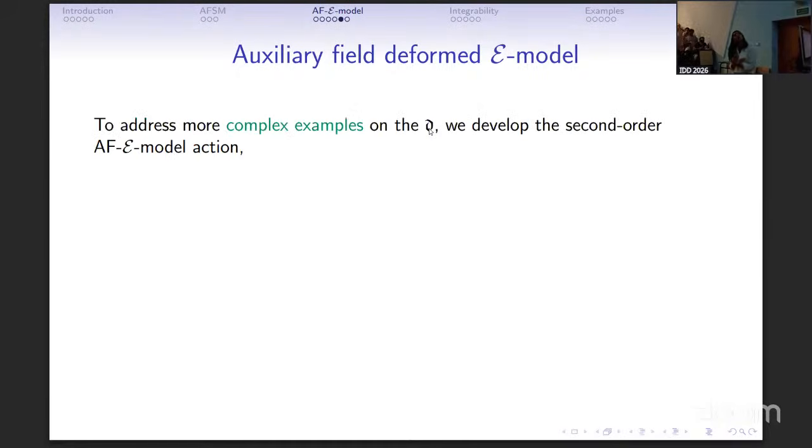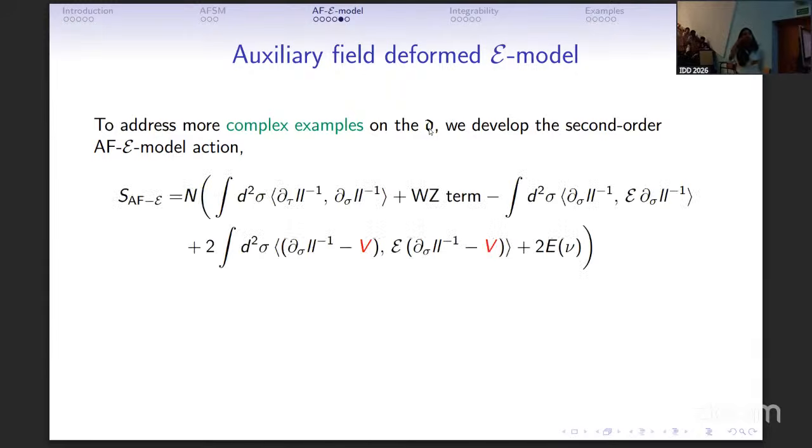So now, if we want to look at more complex examples of the Drinfeld double, we will need to consider the second order action for the auxiliary field deformed E model. And in order to do that, let's once again start by looking at what we have at hand, which is the first order action. And then we redefine L in this way so that we can have our second order action sitting on the coset.